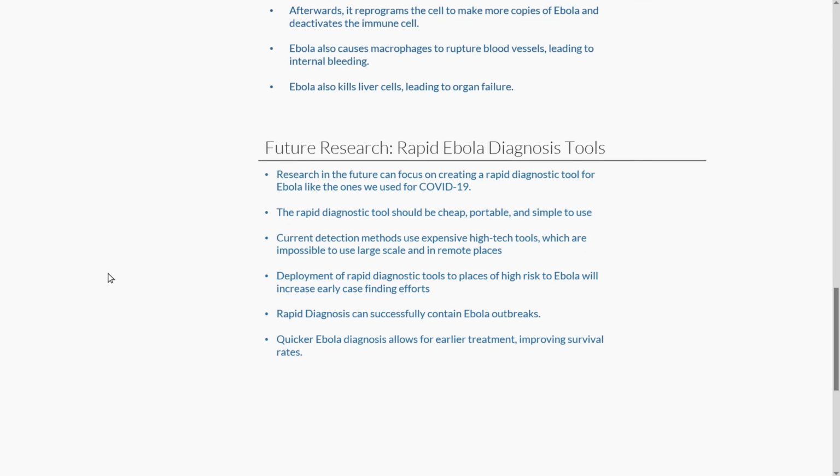A future study could focus on creating a rapid diagnostic tool for Ebola, like the rapid antigen tests for COVID. The research could help create a cheap, portable, and easy-to-use test that can make a diagnosis of Ebola in lieu of our current diagnostic methods that involve expensive equipment. Dispatching them to areas of high risk can improve early detection, helping us contain future outbreaks better and faster, decreasing exposure and improving their chances of living by detecting Ebola quicker, resulting in receiving treatment quicker.